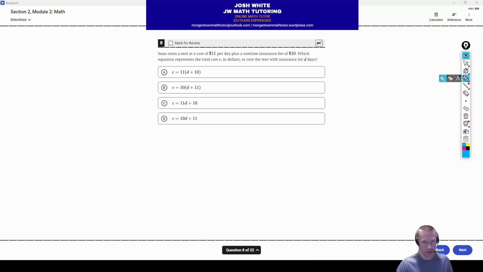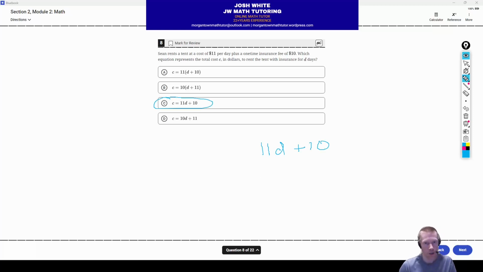All right, question number 8. This person is renting something. It costs $11 per day, and there's also the one-time fee of $10. And they want to know which of these equations matches the total cost. So $11 per day means we're going to have to take 11 and multiply that by D, the number of days, in order to get the total per day cost for whatever time period. And then, of course, we have to add the $10 one-time fee to that. So the correct answer for this one's going to be letter C.